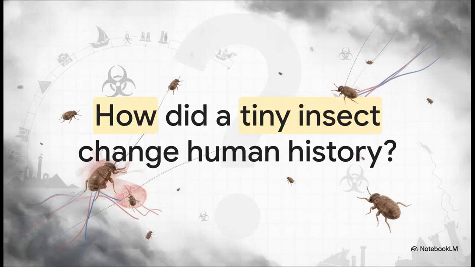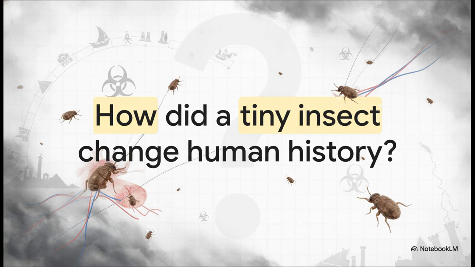So how exactly did a wingless insect, literally the size of a pinhead, change the course of human history? It's a pretty wild mystery, right? We usually think of apex predators as these massive, fearsome beasts. But this microscopic little organism managed to bring down vast empires, decimate populations, and completely alter human demographics on a global scale. To figure out how they pulled this off, we've got to go back.